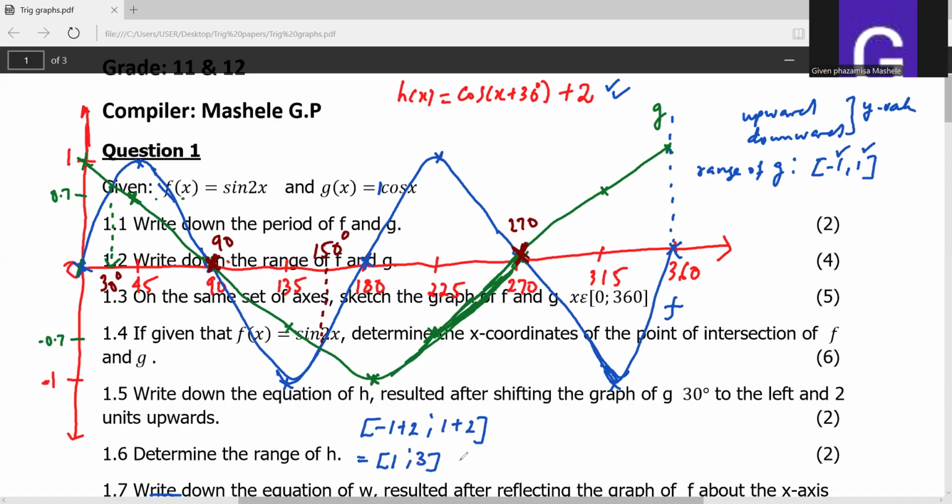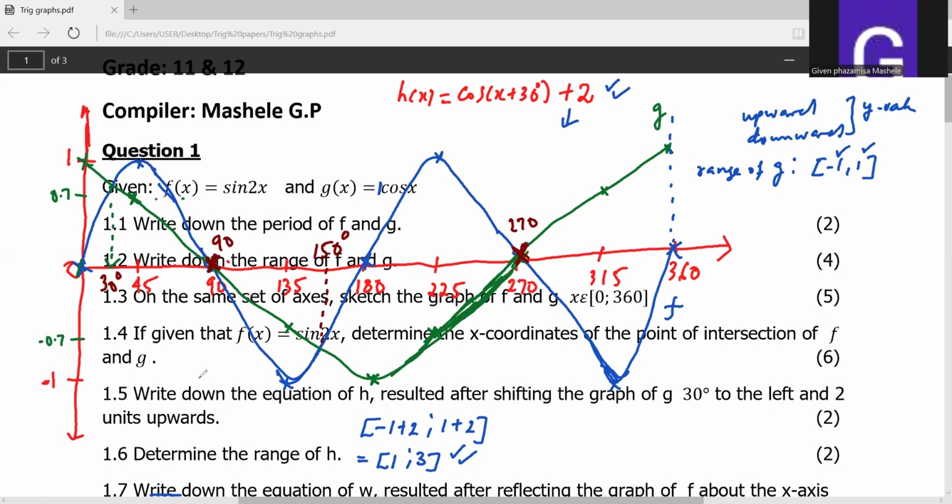So this is the range of the graph. The range of the graph will be 1 and 3, because the graph is going to shift 2 units upwards. So all the points will shift 2 units upwards. If the minimum was minus 1, it will move from minus 1 to 0, 0 to 1. That's why it will have the minimum of 1. Then the maximum of 1 will move from 1 to 2 to 3. So this is the range of h. You need to understand that. If this was shifting downwards, instead of adding, we're going to subtract. So it's very important to know these transformations.